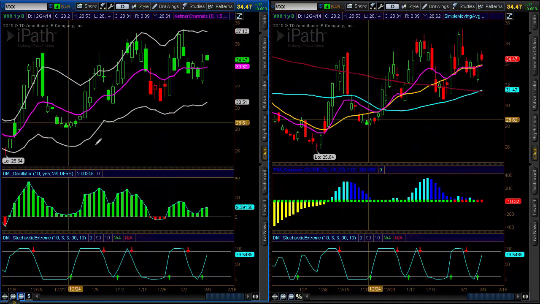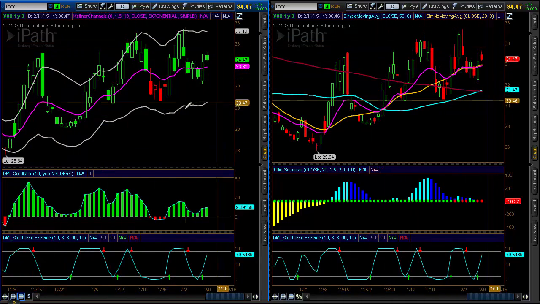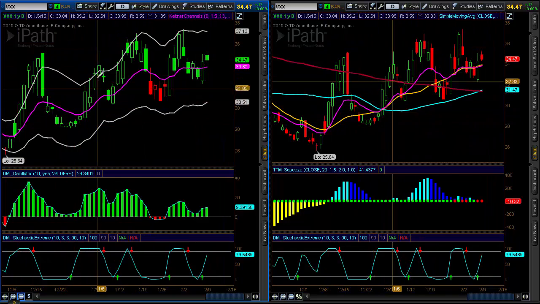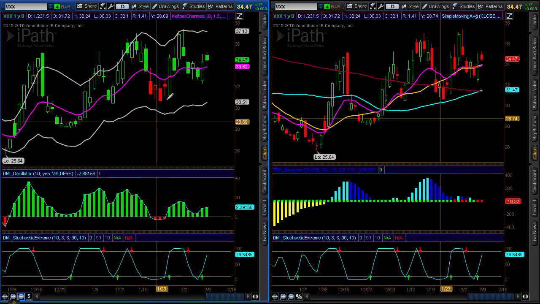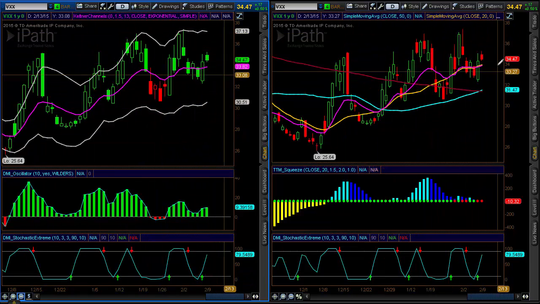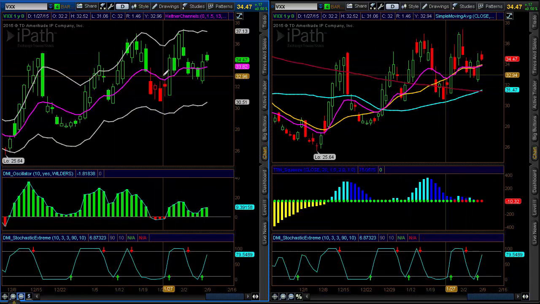So I'm playing the bands. These are a modified Keltner channel that we use, and we hit that upper band. We start raising stops, that kind of thing. It pulls back, you take buy signals, and so volatility is sort of on the rise. And I'm playing that with shares as well.